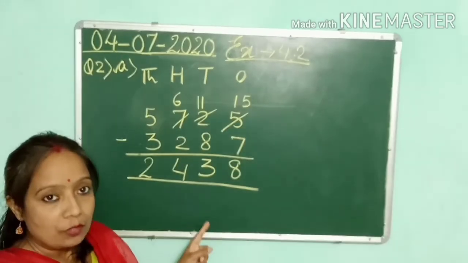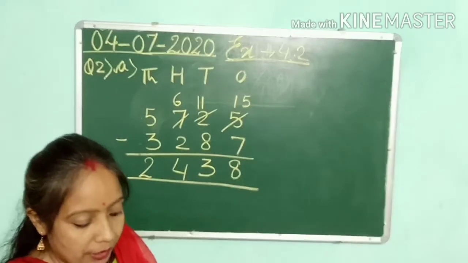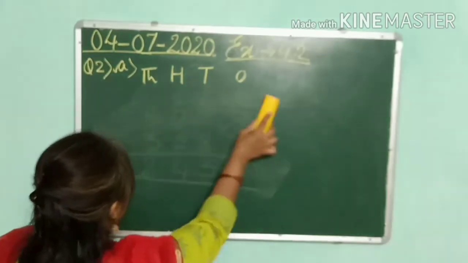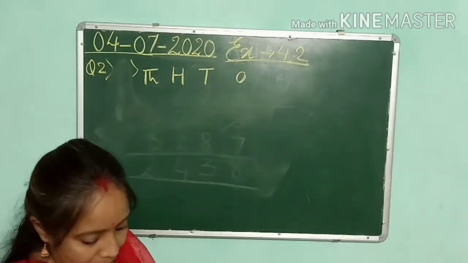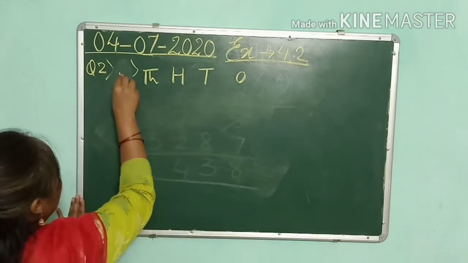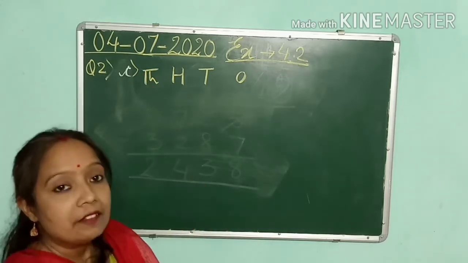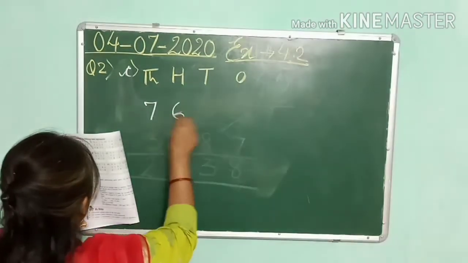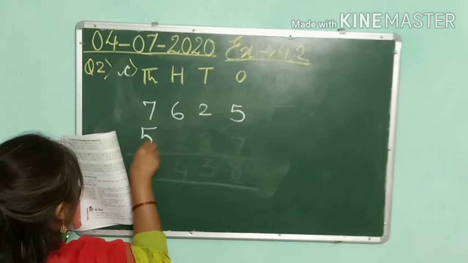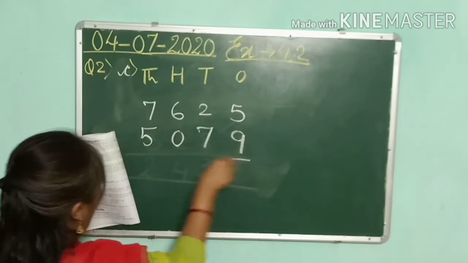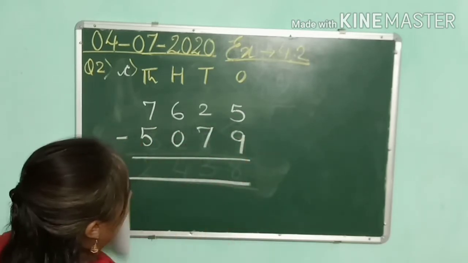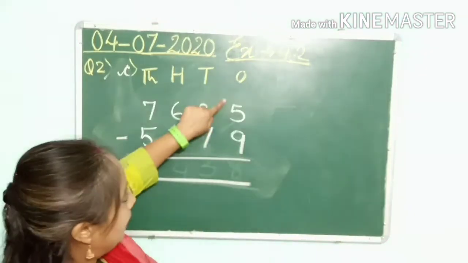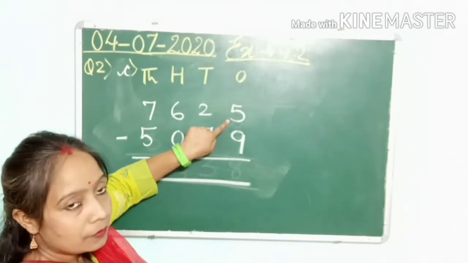Okay. Now children, we will solve our next question, that is question C. In question C, children, you have to subtract 7,625 and 5,079. Now again start from the ones place. Under the ones place, you have to subtract 9 from 5.